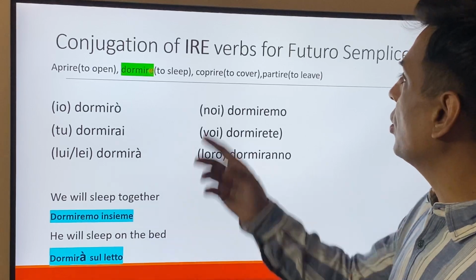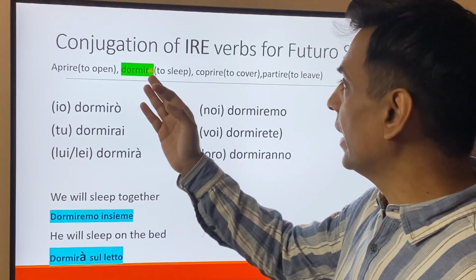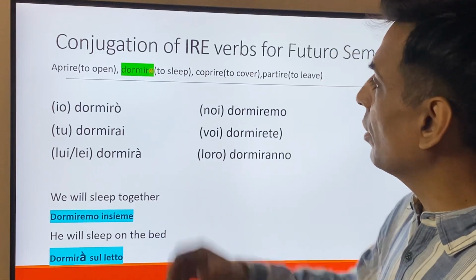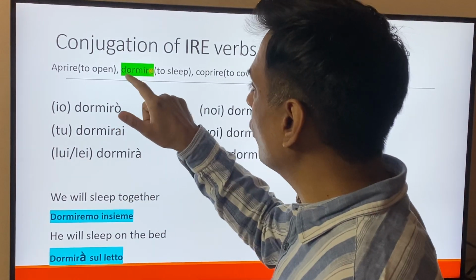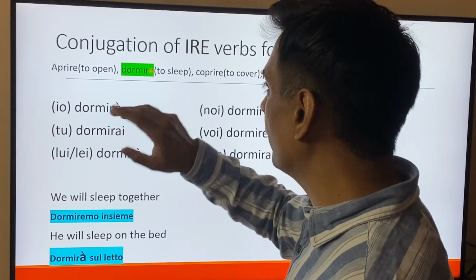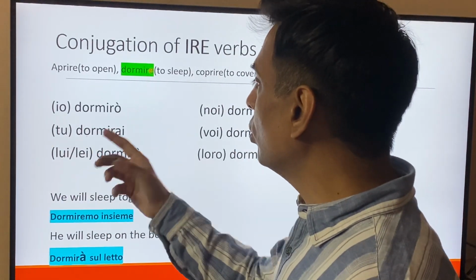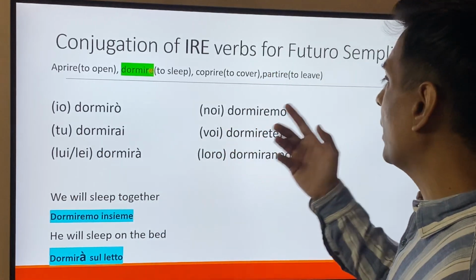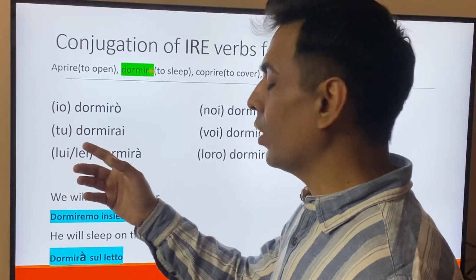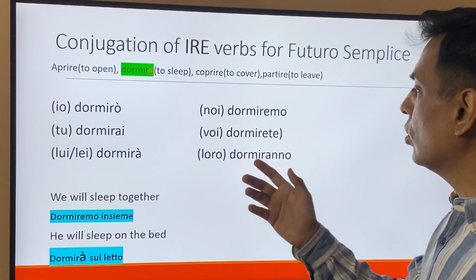Okay, this is an example with conjugation of ire verbs for futuro semplice, and some examples of ire verbs: aprire, to open; dormire, to sleep; coprire, to cover; partire, to leave. Let's do conjugation with the verb dormire. Again, it's the same. Here again we do not have to replace anything. We just need to omit the ending e and use the rest as it is, dormir, and then do the conjugation as we did with are and ere verbs. Io dormirò, tu dormirai, lui lei dormirà, noi dormiremo, voi dormirete, loro dormiranno. Let's repeat. Io dormirò, tu dormirai, lui lei dormirà, noi dormiremo, voi dormirete, loro dormiranno.